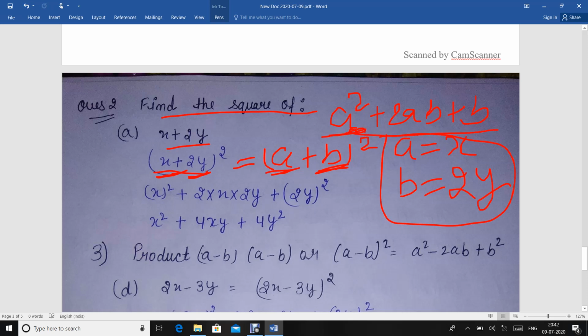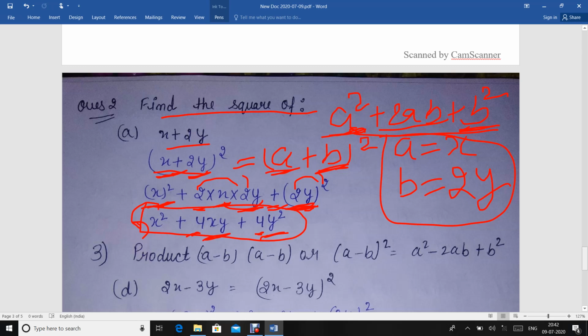At the place of a square, you have x square. 2ab: 2, a is x, b is 2y, plus b square, so you have (2y) square. x square is x square. 2 multiplied by 2 is 4. x multiplied by y is xy. Plus 2 multiplied by 2 is 4, and y multiplied by y is y square. So the answer is x square plus 4xy plus 4y square.